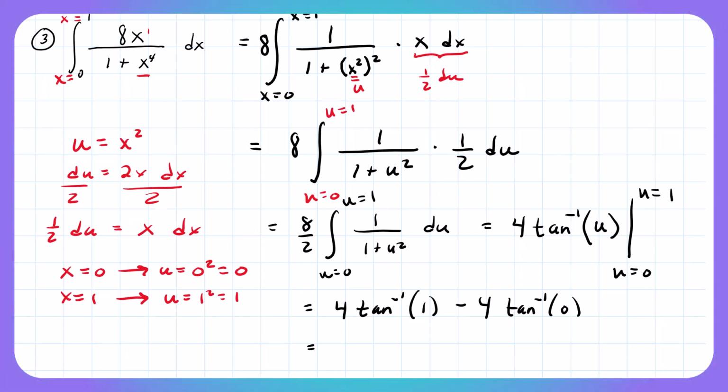And inverse tangent of 1 is pi over 4. The tangent of pi over 4 is 1. Kind of thinking in the other direction, if you want to think about where I came up with that quickly. And the inverse tangent of 0 is 0. And so my answer here ends up being pi.